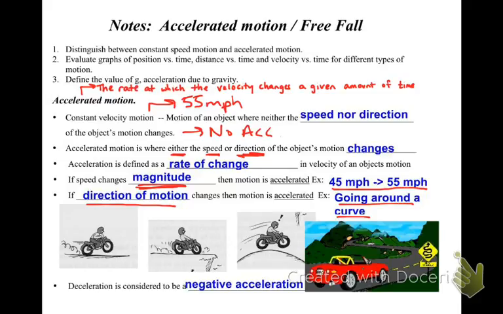Deceleration is also considered to be acceleration, but it is a negative acceleration. So say we're going from 55 miles per hour and we have to step on the brakes all the way down to 30 because, you know, we're in Pennsylvania and they just put speed limits up randomly, just I swear, so they can give you a speeding ticket.